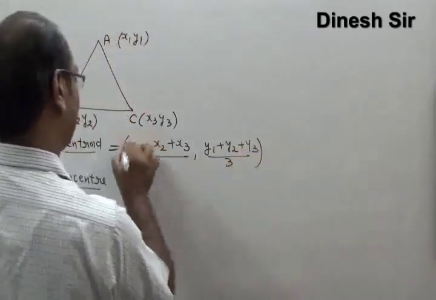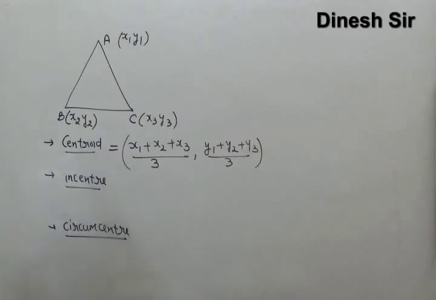These questions are very simple. If you have to find the centroid of any triangle, simply take the sum of all the abscissas divided by 3, and then also take the sum of all ordinates divided by 3. You are then in a position to find the coordinates of the centroid.